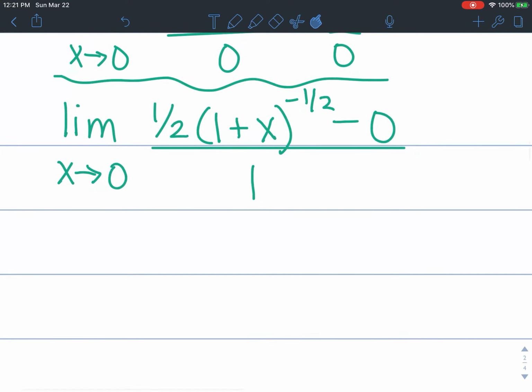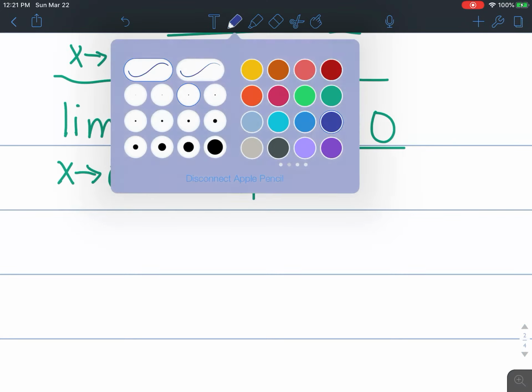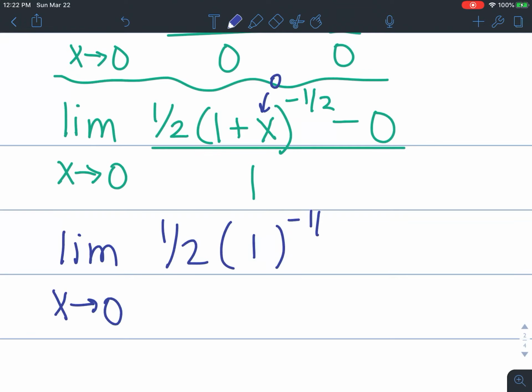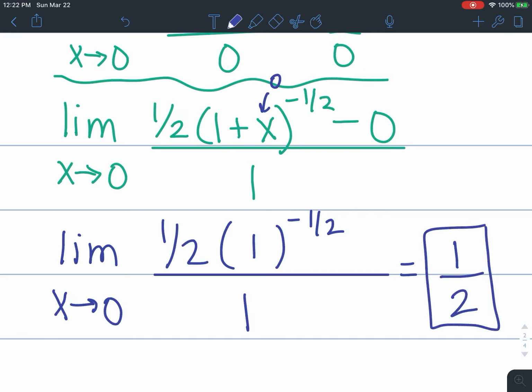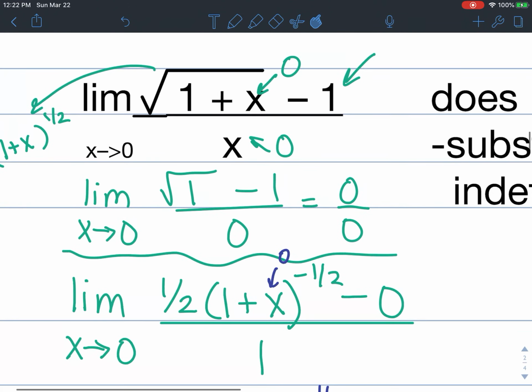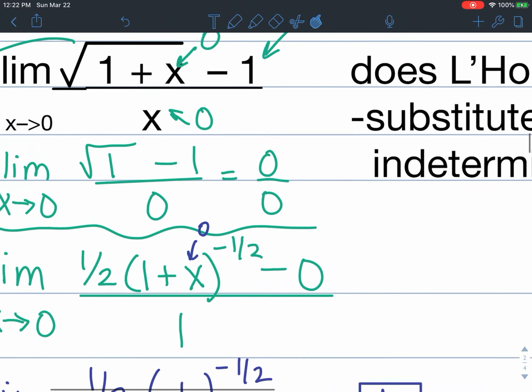Now let's see if we can put 0 back in. We're going to take this 0 and put a 0 right here. That's the only place that I even have an x left. 1 to any power is 1, times 1/2 is 1/2, divided by 1, I'm sorry, is 1/2. I think that is much better than having to mess around with multiplying by conjugates or some ridiculousness like that.